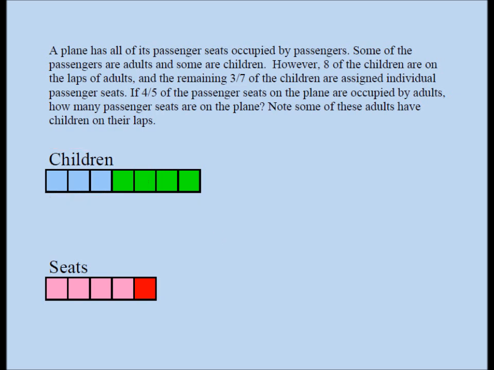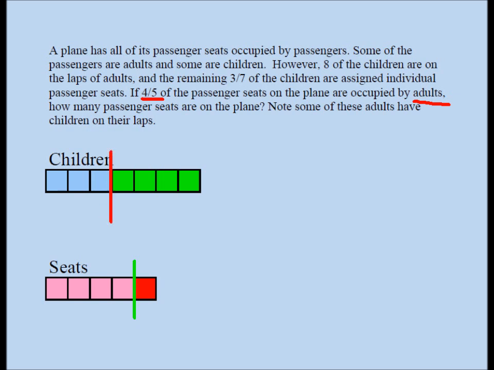Alright, having said that, we also know we have a second fraction. 4/5 of the passenger seats on the plane are occupied by adults. So from there, these seats, 4/5 of the seats, these are all the seats, 4/5 of the seats, let's choose green, 4/5 of the seats are occupied by adults. Okay, so let's go back to our main question.